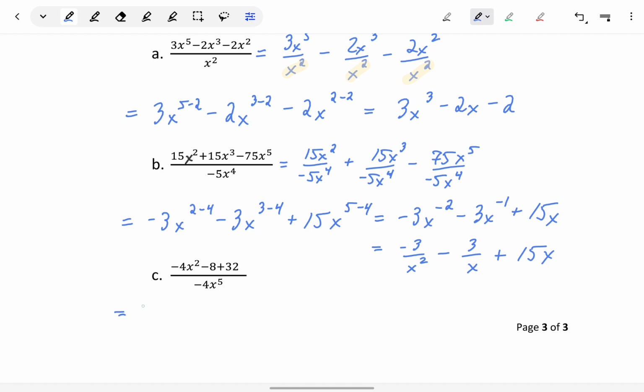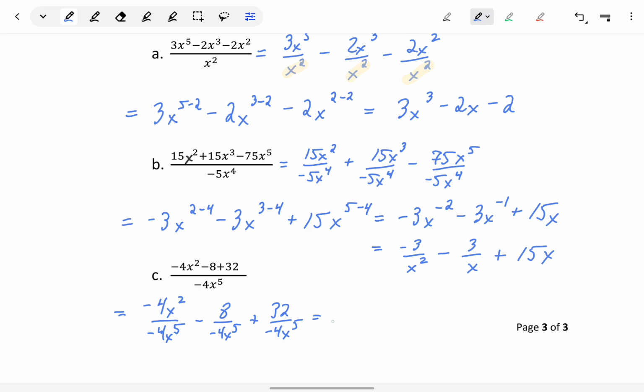Then for part C, we'll take that same approach. We'll break this up into the sum of 3 different fractions. The first one will be negative 4x squared over negative 4x to the 5th, minus 8 over negative 4x to the 5th, plus 32 over negative 4x to the 5th.